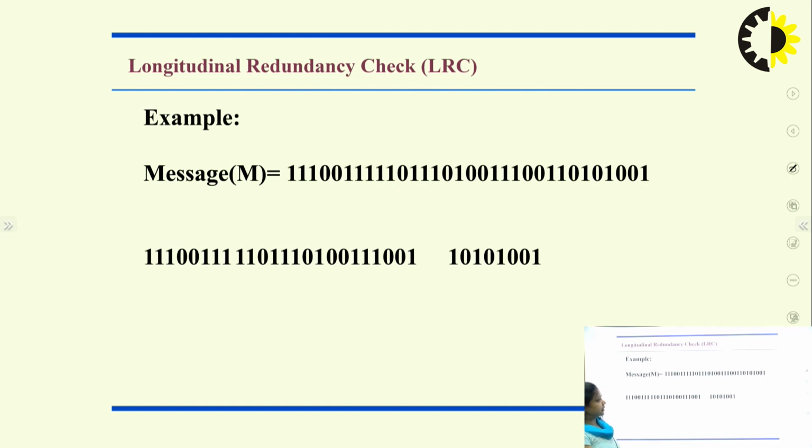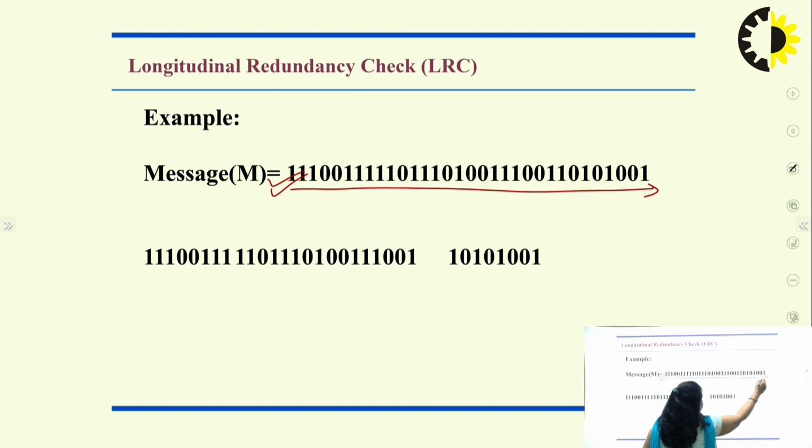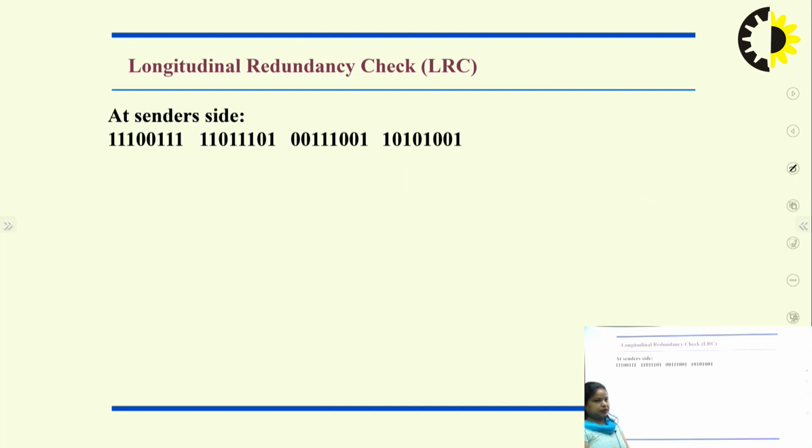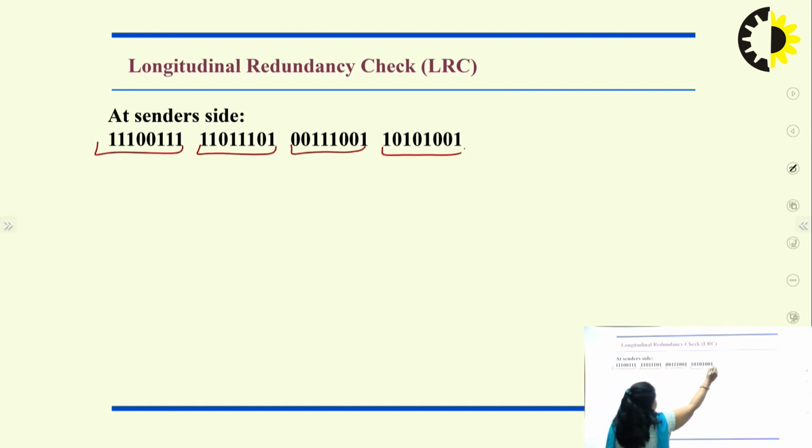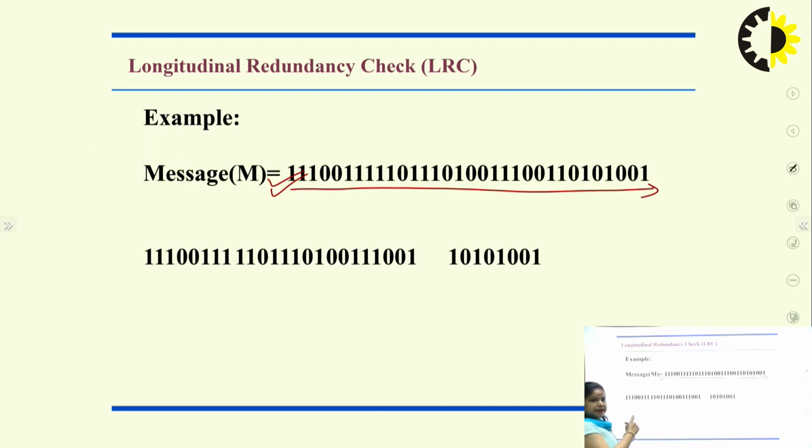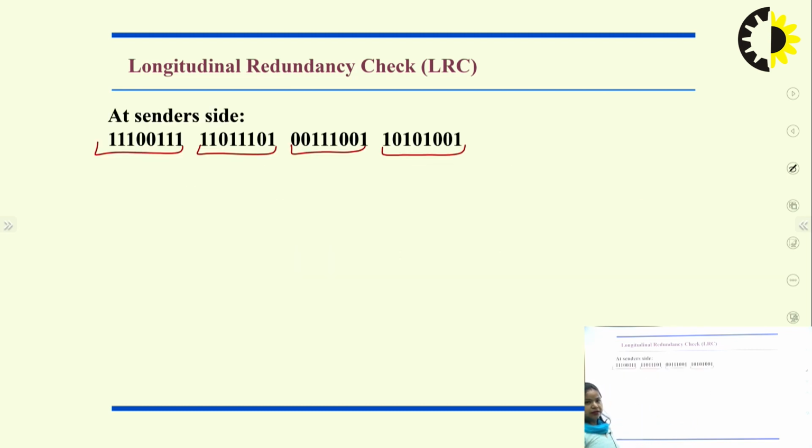Fine. Now again you can see the example. Suppose I am talking about the longitudinal redundancy check. Whenever we have a message, suppose this long message is given. First of all, what we have to do is convert this particular message into k sections of each row. So we can check all these numbers are converted in this manner. So this particular data is converted this way.